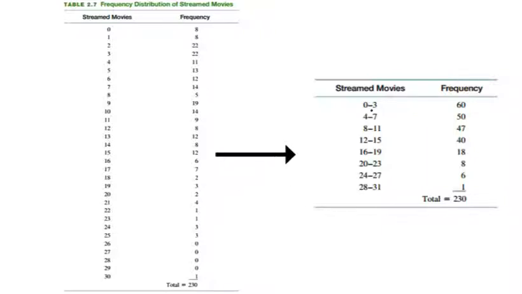So 0 to 3 movies, 4 to 7 movies. You want each of these ranges to be the same width so that your comparisons are fair. And then you just add up the numbers. So for 0 to 3, I would add 8 plus 8 plus 22 plus 22, and that gives me the value of 60. So the ranges make it a little bit easier to read the data.